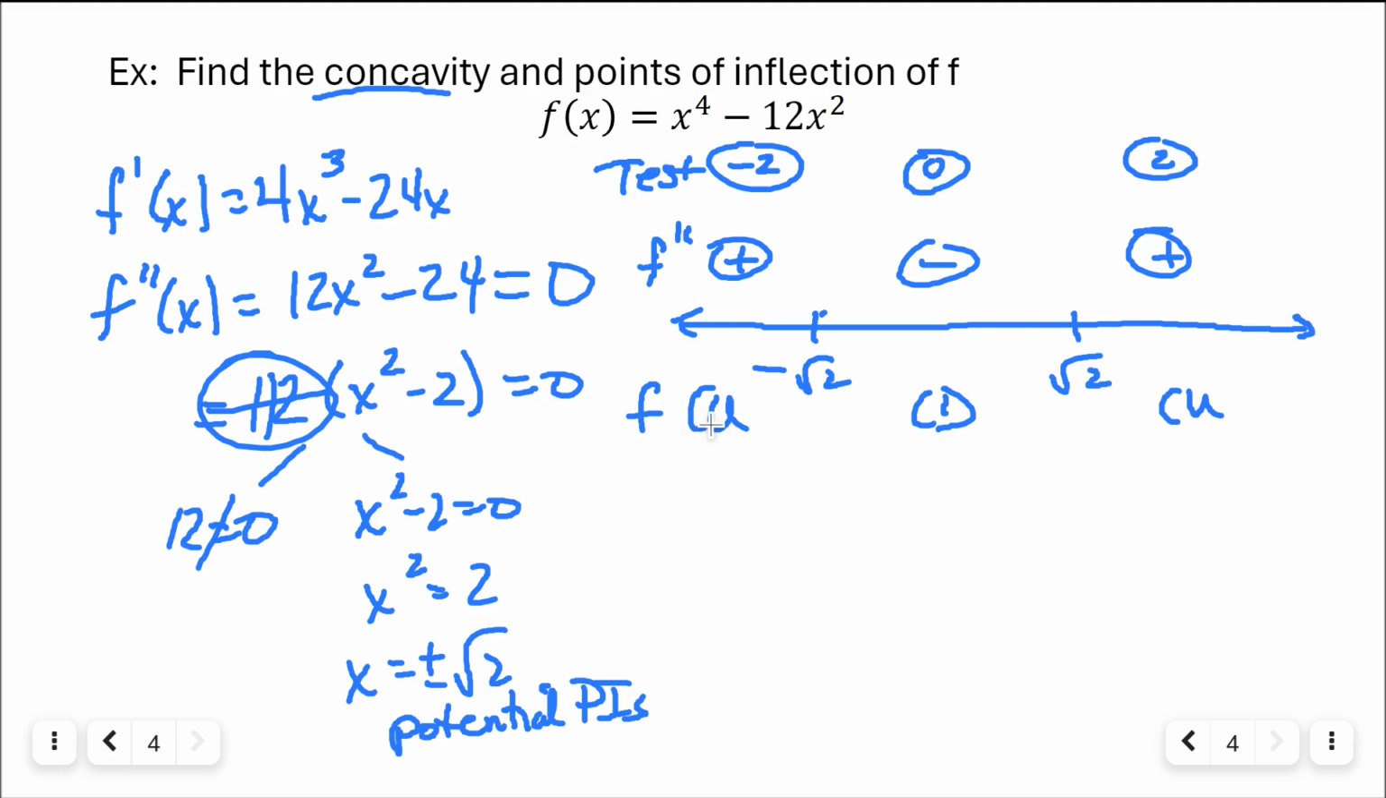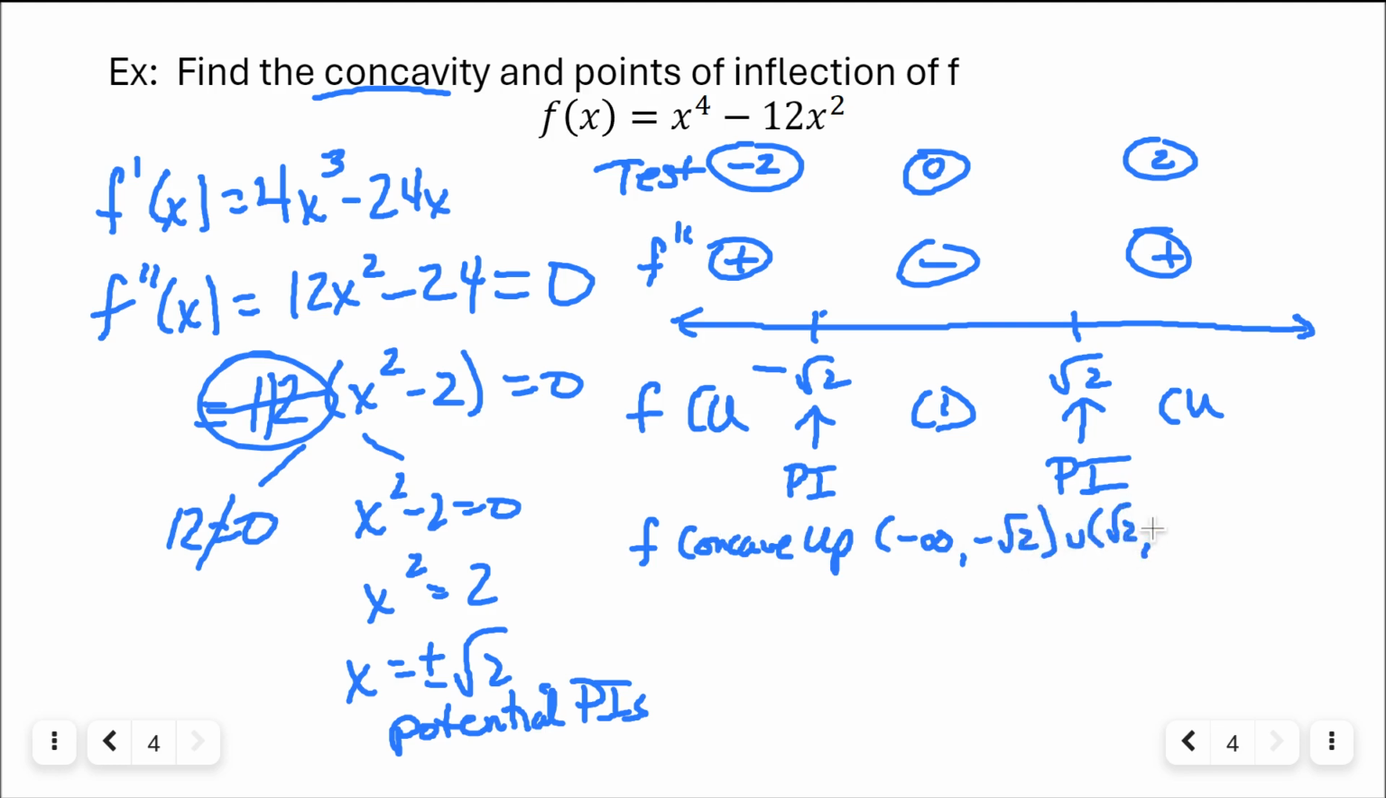So now, f changed from concave up to concave down. That makes negative square root 2 a point of inflection. F changes from concave down to concave up. That makes square root 2 a point of inflection. So now let's summarize what we have. F is concave up on the interval negative infinity to negative square root 2, union square root 2 to infinity, because f double prime is positive. Done.